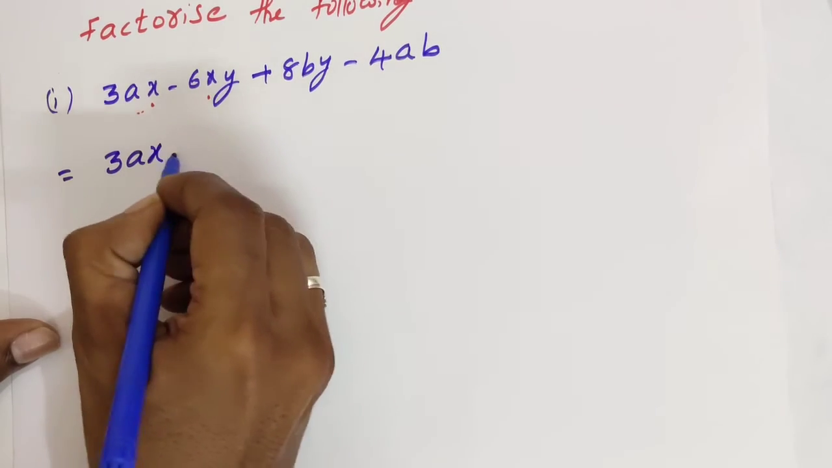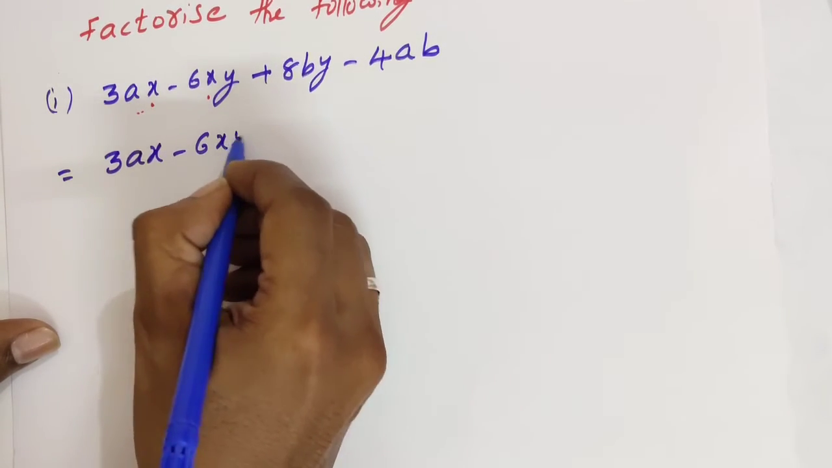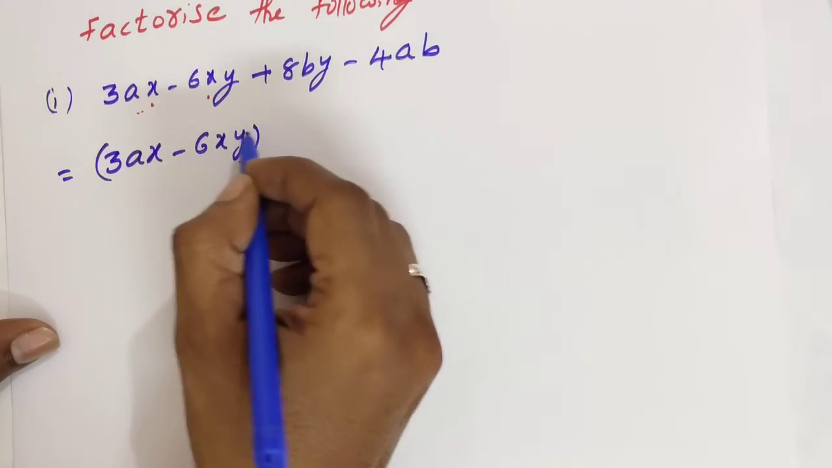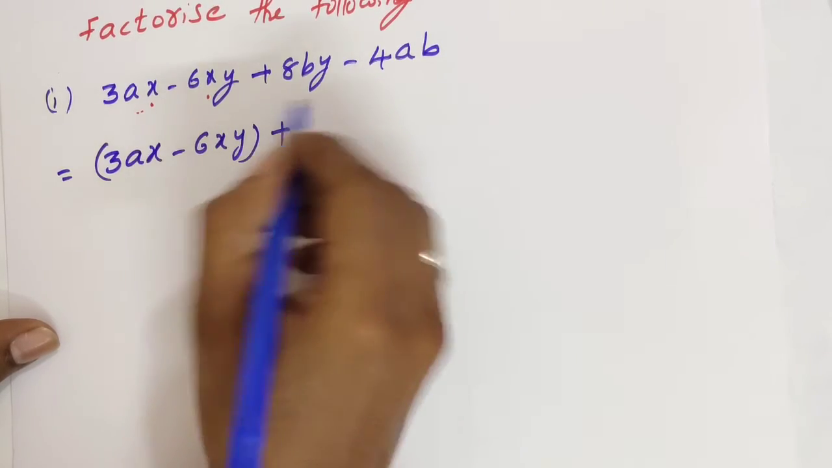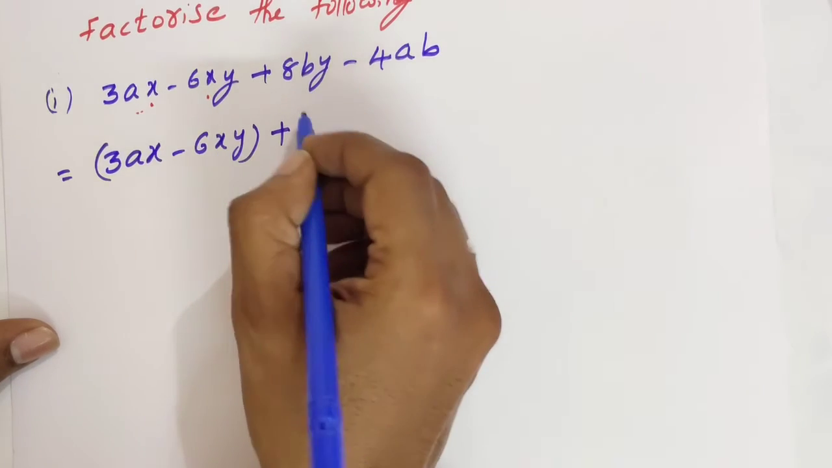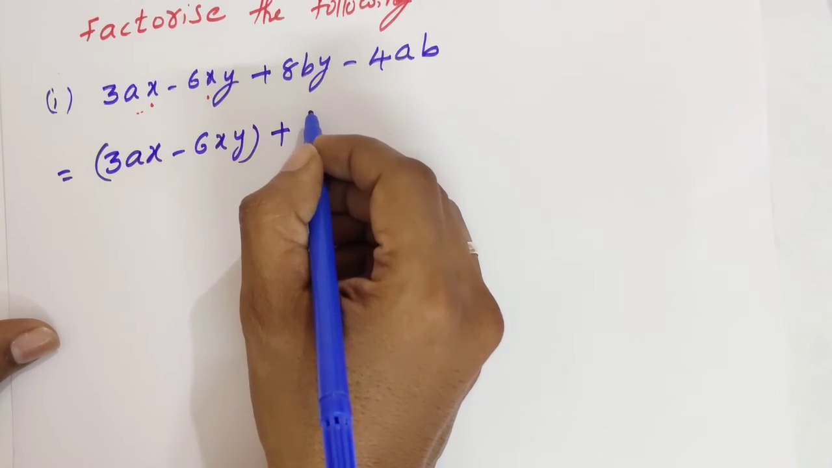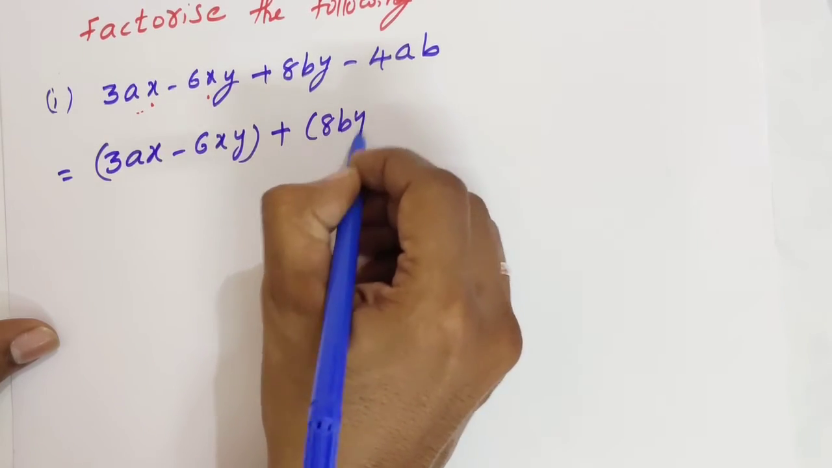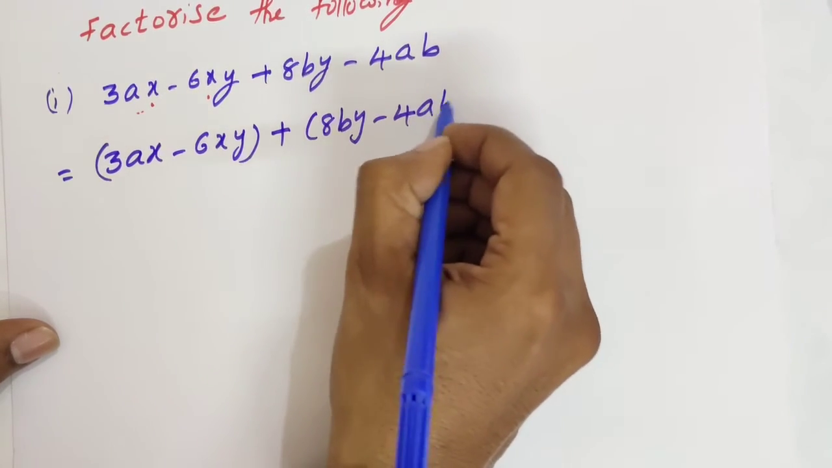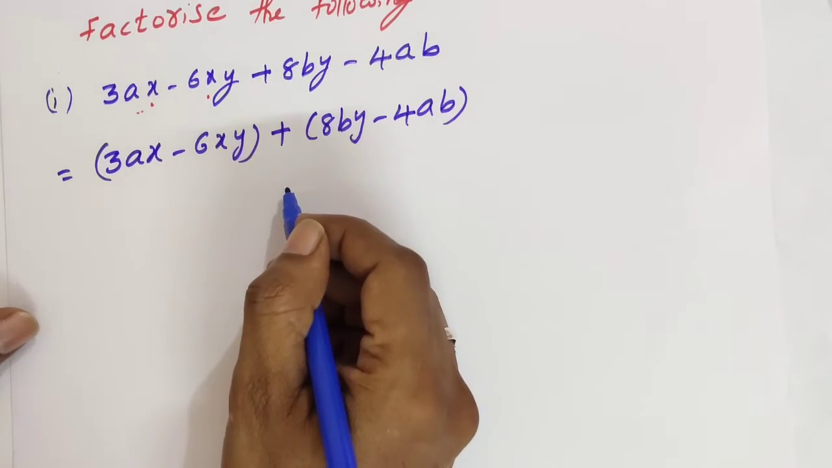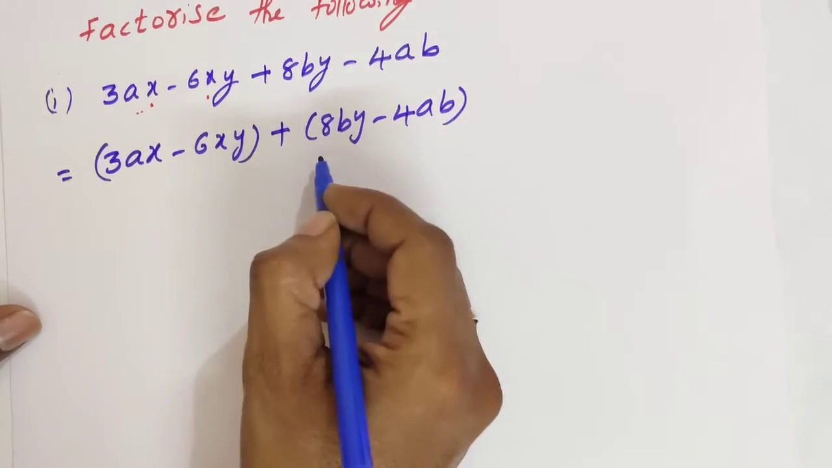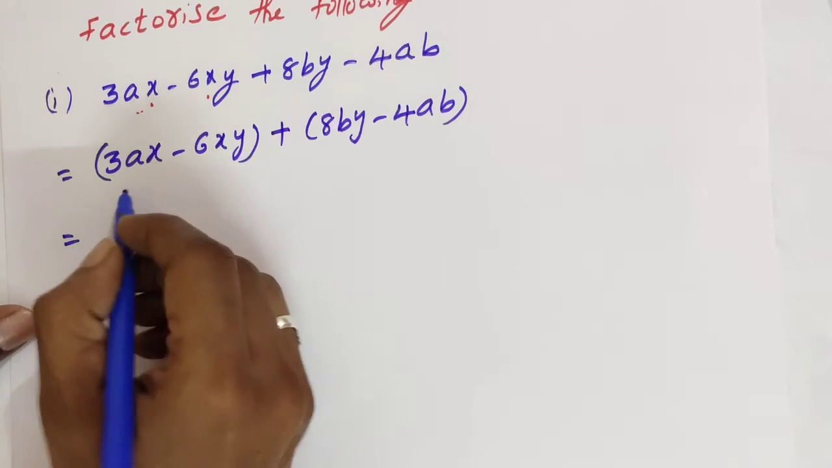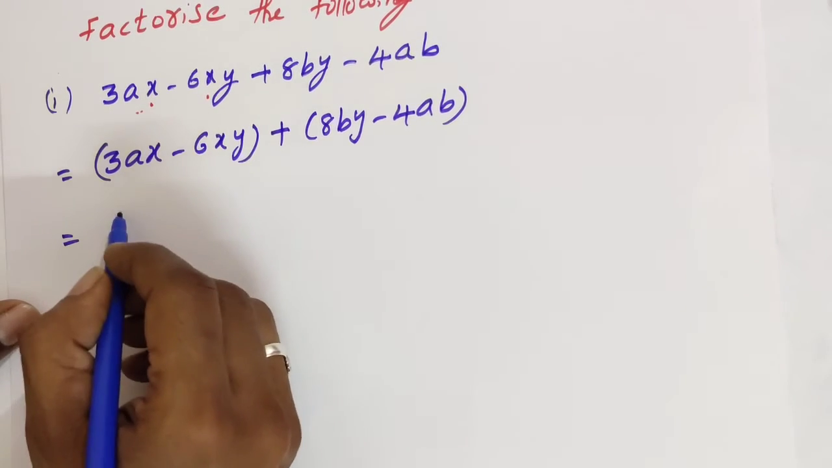So 3x minus 6xy, first grouping. Okay, first step is we have to group the terms by observing the given terms in the given expression. So here again, 8by minus 4ab is the second group. Keep them in brackets separately. Now here again, factorize each term separately.